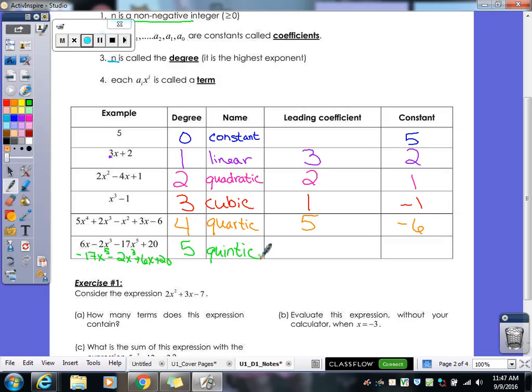That's a new one. We didn't do quintic when we were in Math 9. So our leading coefficient, -17. Our constant is 20. So we went through this because you should still remember by degree what they're called. So if I talk about a linear, that word should be sinking in there.